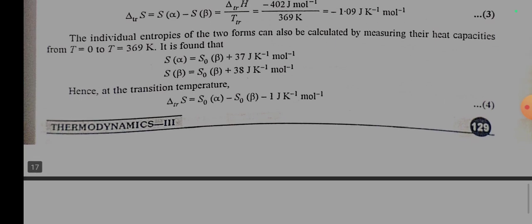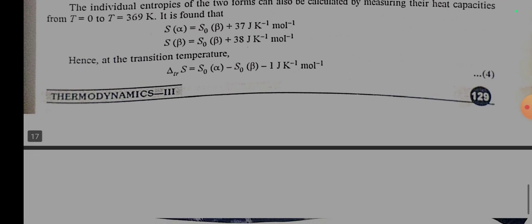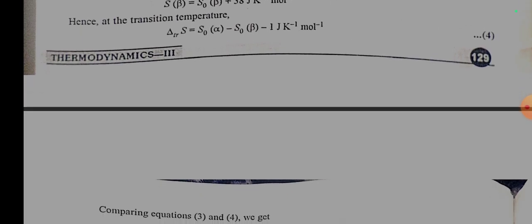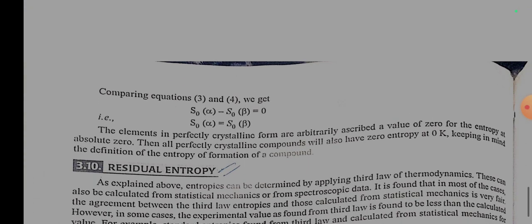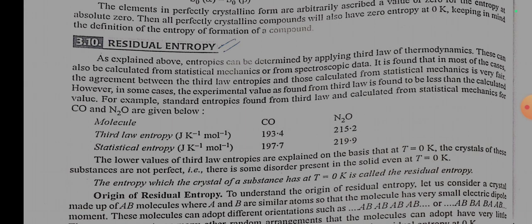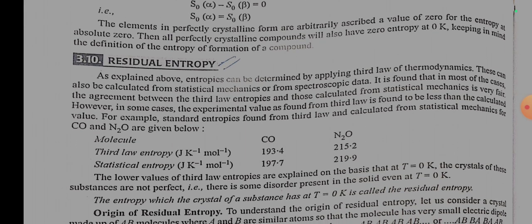The individual entropies of the two forms can also be calculated by measuring their heat capacities from T equal to 0 to T equal to 369 Kelvin. It is found that at transition temperature, delta TRS is equal to S naught alpha minus S naught beta, which is minus 1 joule per Kelvin per mole. If the elements in perfectly crystalline form are arbitrarily ascribed a value of 0 for the entropy at absolute 0, then all perfectly crystalline compounds will also have 0 entropy at 0 Kelvin, keeping in mind the definition of entropy of formation of a compound. Residual entropy.